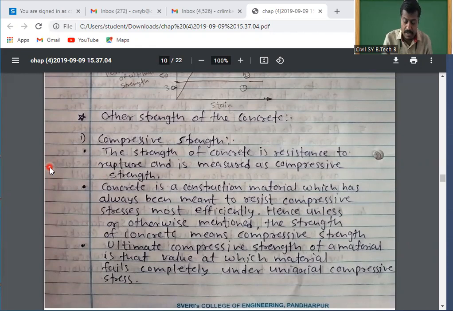Remaining 6 or 3, whatever the 6 blocks are, remained. Out of those 6 blocks, 3 blocks you are going to test at the end of 7 days, and the remaining 3 blocks you are going to test at the end of 28 days. And there, you are going to check the compressive strength.